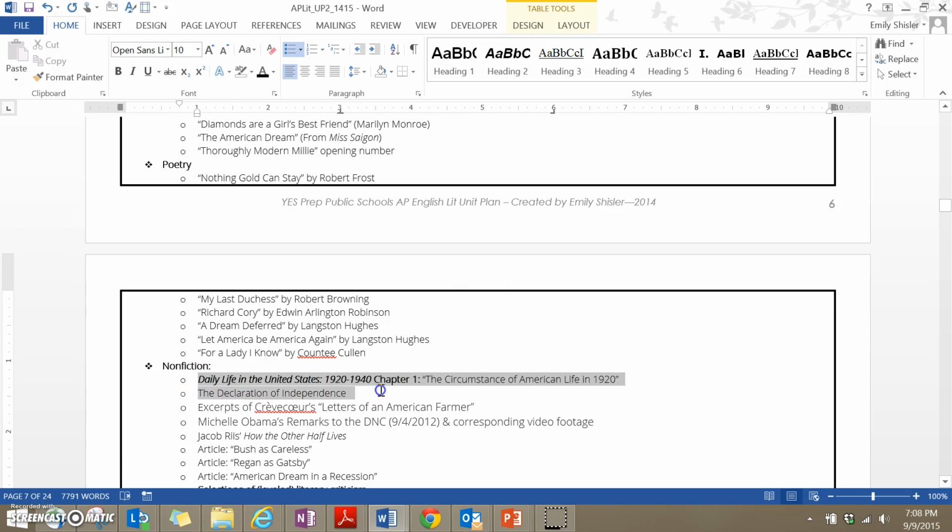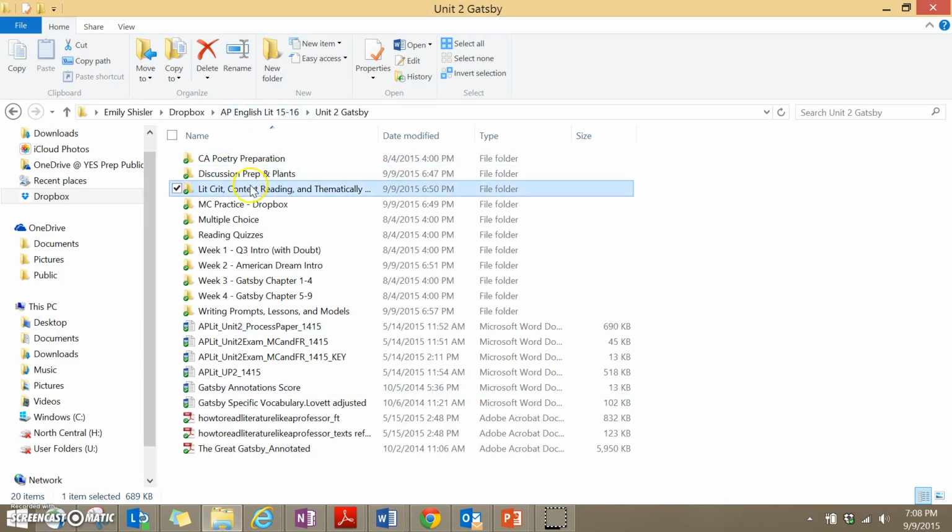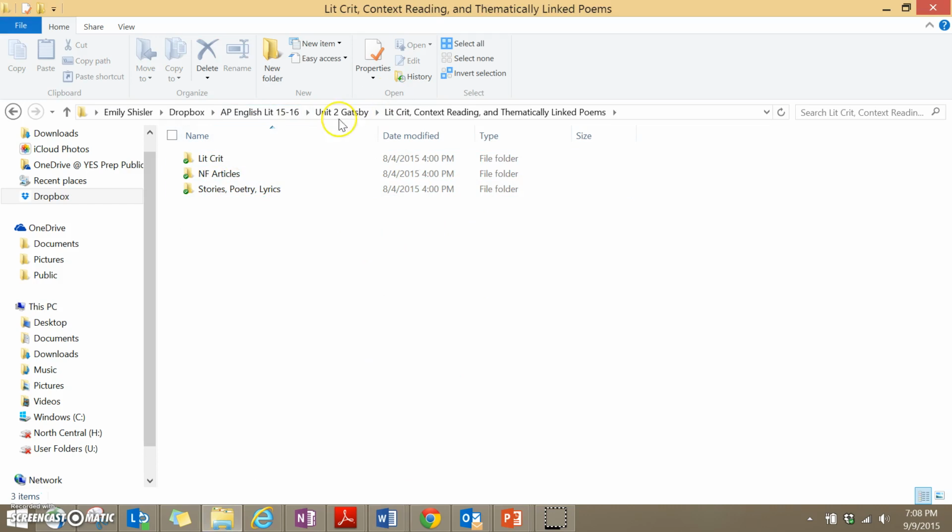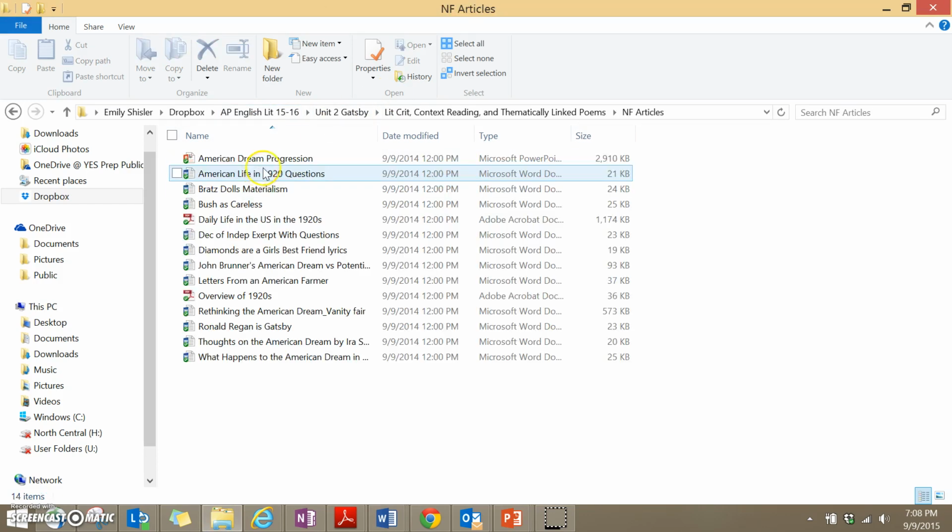I also really like to give students this nonfiction article, Daily Life in the United States, 20 to 40. It's so helpful at paving the way for understanding this time period. And once again, that can be found in the same folder, but in the nonfiction articles section. Overview of the 1920s, or Daily Life in the 1920s.